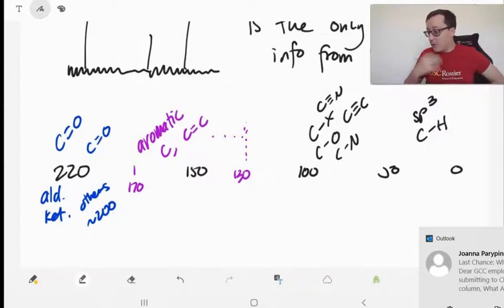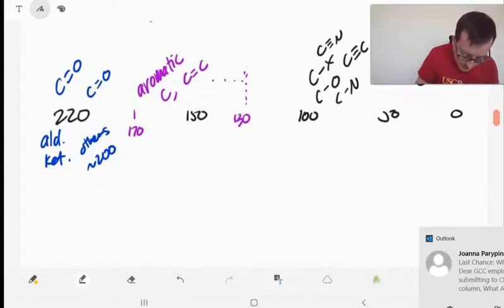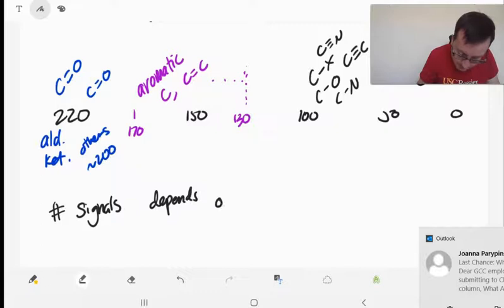So when we're looking at these, just like before, the number of signals depends on symmetry.